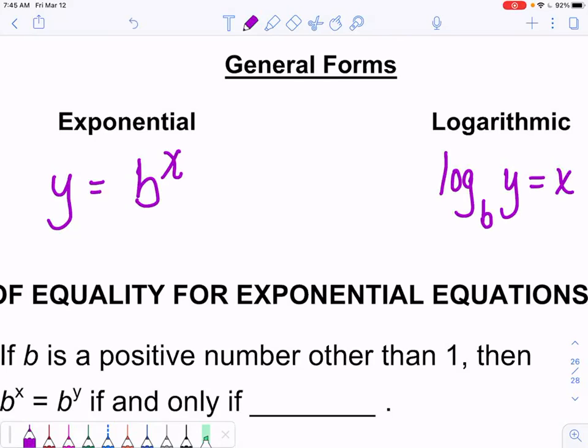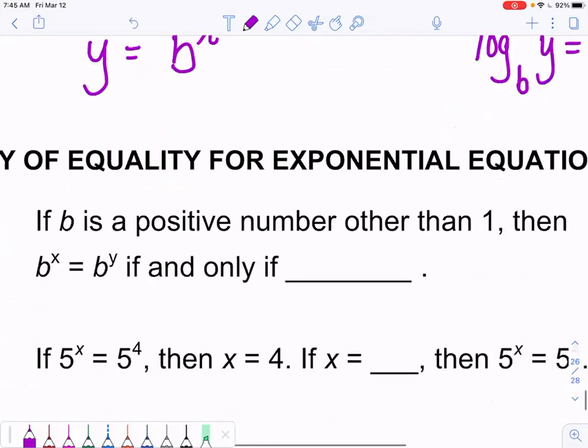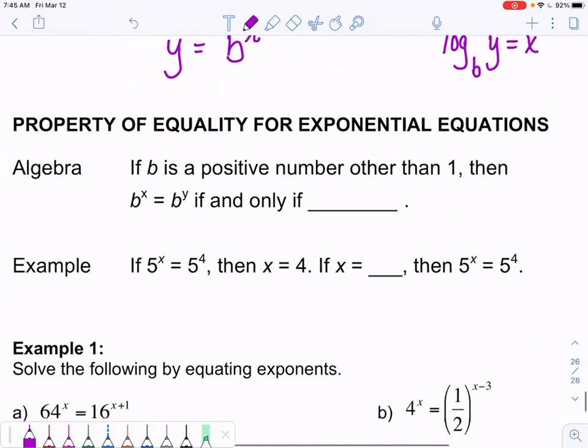When we solve exponential functions, we may need to make it a log function in order to solve it. That's why logs are created, to help us solve exponential functions. We're going to use that property when we get to the second group of problems. The first group of problems use the property of equality for exponential equations.